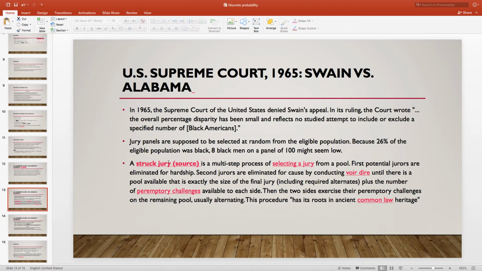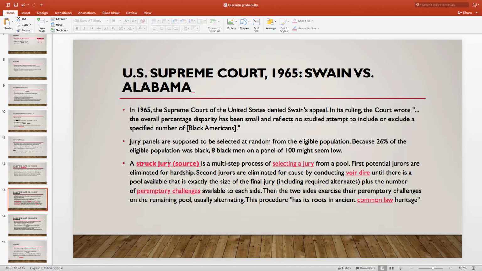The U.S. Supreme Court denied his appeal, saying in its ruling, the overall percentage disparity has been small and reflects no studied attempt to include or exclude a specified number of black Americans. The jury panels were supposed to be selected at random from the eligible population, so that's an important part. Because 26% of the eligible population was black, only 8 men on a panel of 100 seems pretty low.